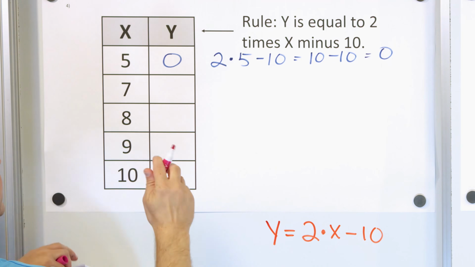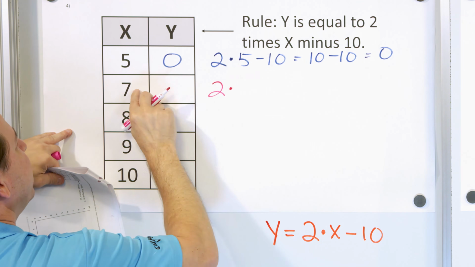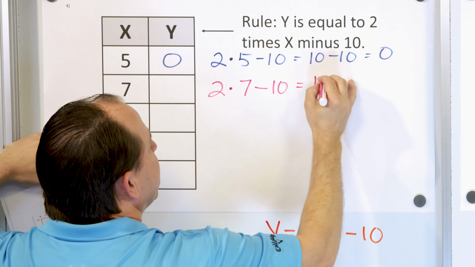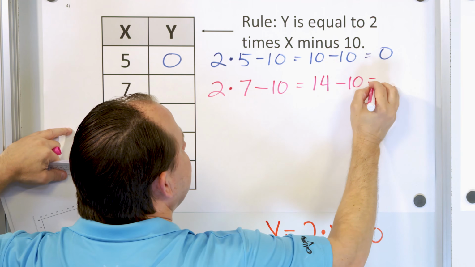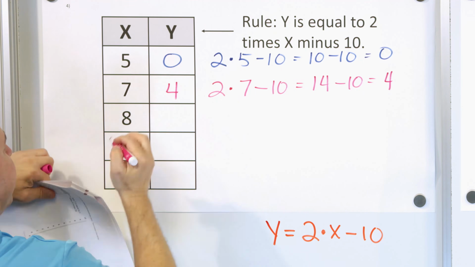All right, take a look at the next one. 2 times x minus 10. 2 times x, but we know that is 7, minus 10. 2 times 7 is 14. Still have to subtract that 10. What's 14 minus 10? It's 4. And we get an answer of 4.